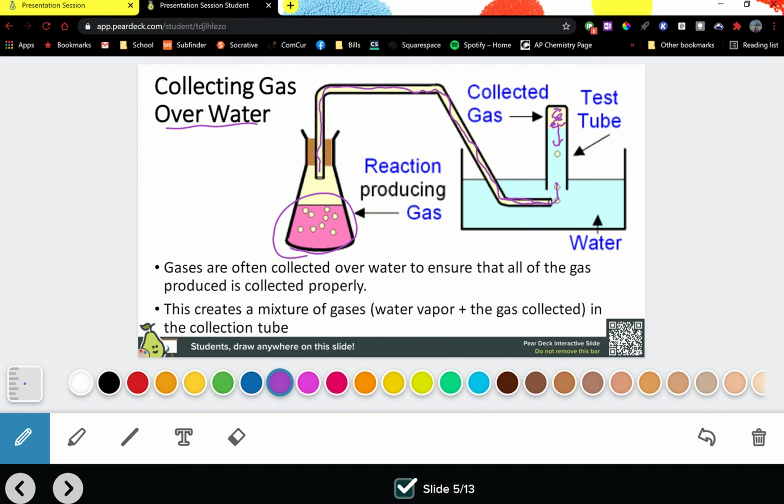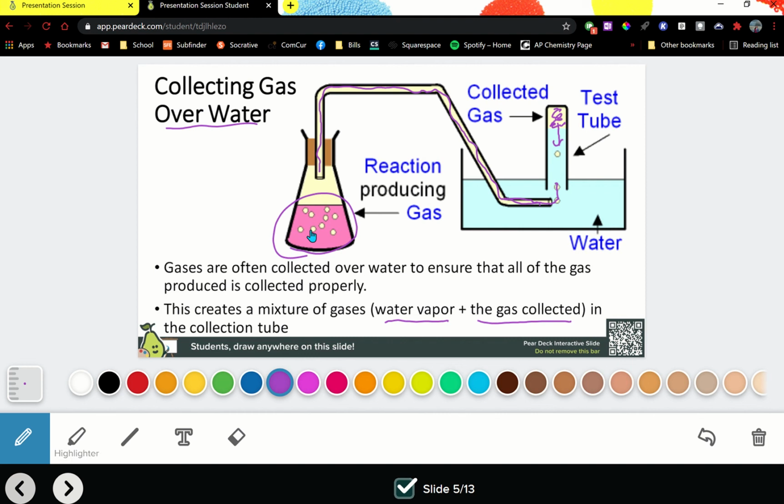We call it collecting gas over water, right? Because our gas is over water. So gases are often collected over water to ensure that all of the gas produced in the reaction is collected properly, right? And we capture all of it. So this creates a mixture of gases. Here's the little issue. Water vapor and the gas collected are actually in here.